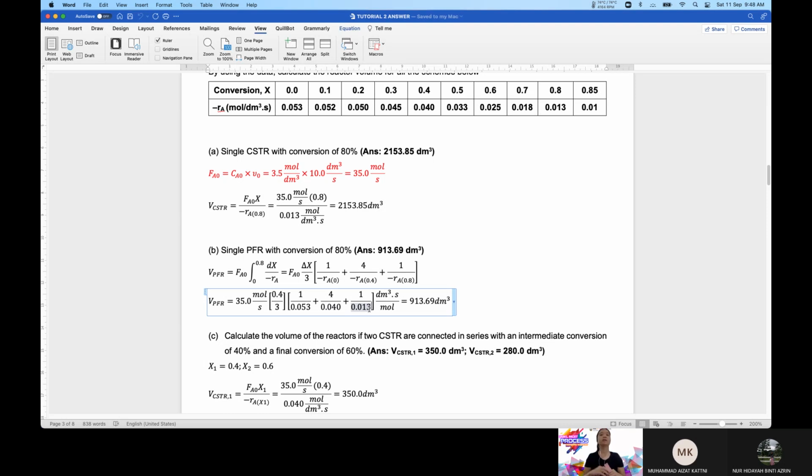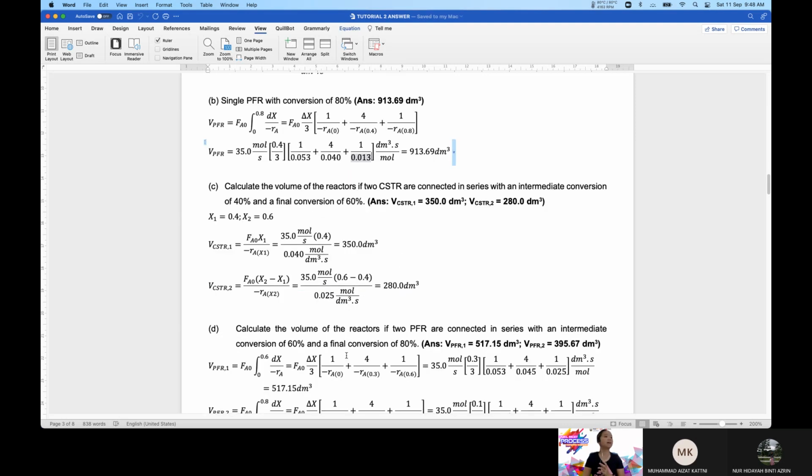Ataupun nanti kata lain, to achieve a conversion of 80% using this data, this table of information, your volume of the CSTR must be at least 913.69 dm cube. Baru boleh capai conversion yang kamu nak. So done part A, part B. So let us go to part C, part D.